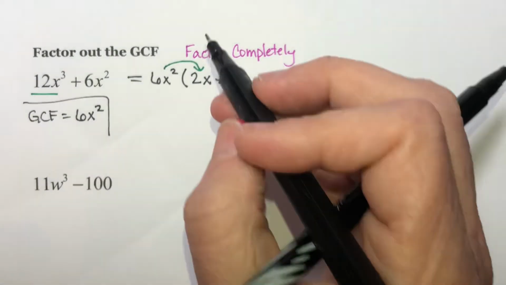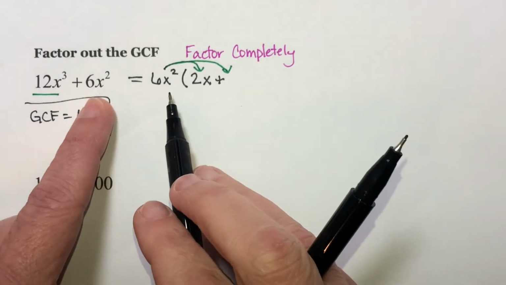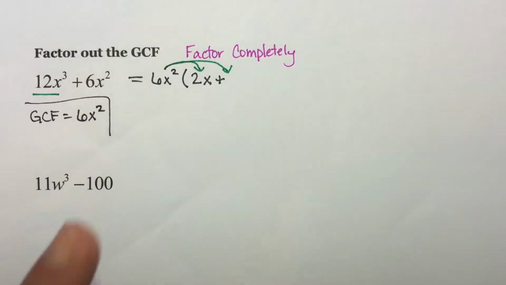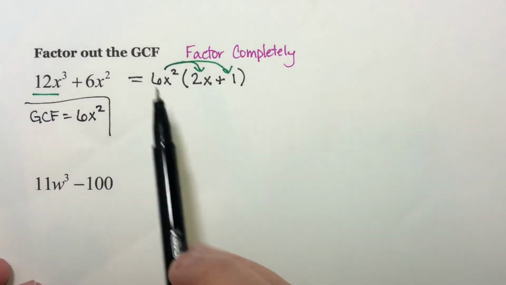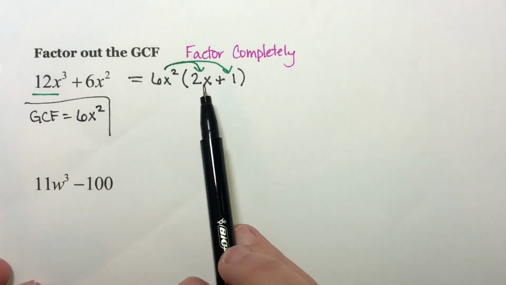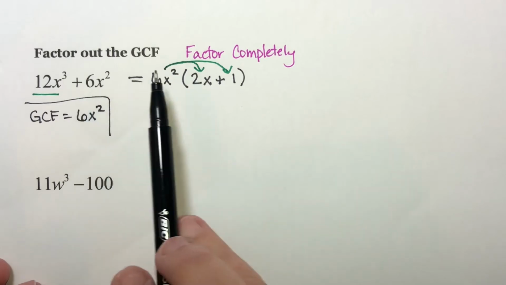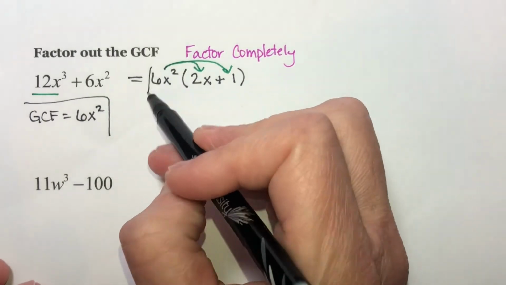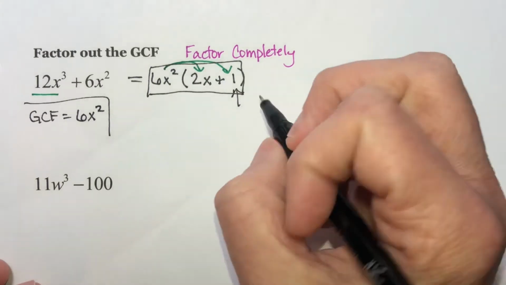what? I need to multiply this by something to get this. Well, it doesn't need to change, right? So what can I multiply this by and not change it? A 1. Now think about distributing. 6x squared times 2x would give me 12x cubed, plus 6x squared times 1 gives me 6x squared. This is your answer. Okay, you can think of this almost like a placeholder.